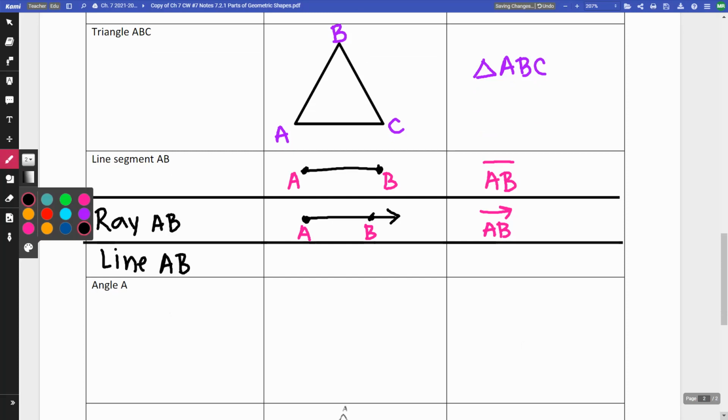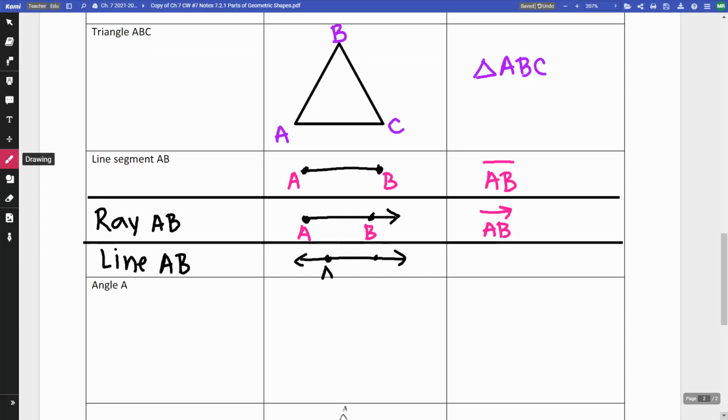We also drew line AB. And so we have a line, and on that line, we have a point A and a point B. So A and B. And so the way we write that is with a line over AB. So they look very similar, but they're slightly different the way we write them. So you want to be careful.